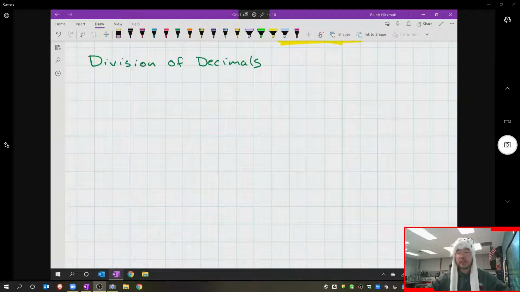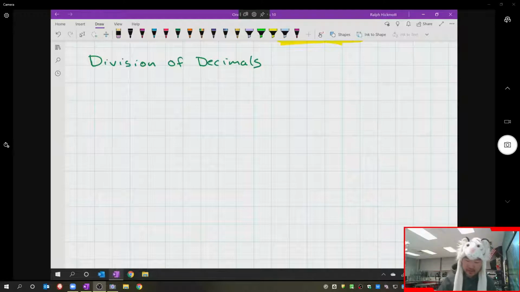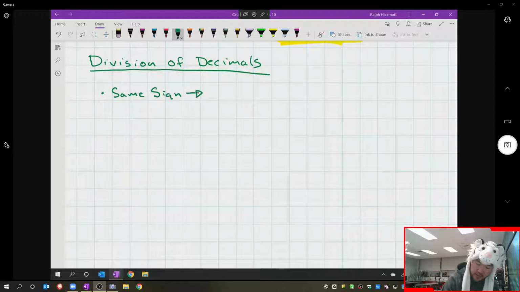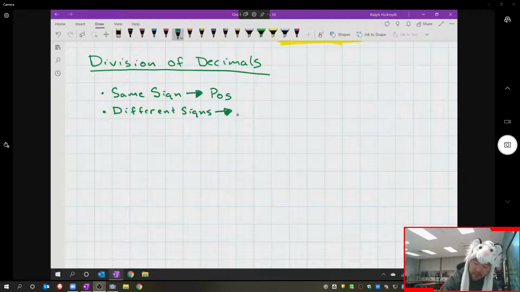All right, students, on your screen, it should have switched to division of decimals. We're going to add this section and continue it in your foldable. When it comes to division, the rules are exactly the same as multiplication, as we said at the very top. We're going to use the same sign rule: if it's the same sign, it's going to be positive, and if it's different signs, it's going to be negative. You do not have to write this if you've already gotten it up top. This is just for our notes purposes.